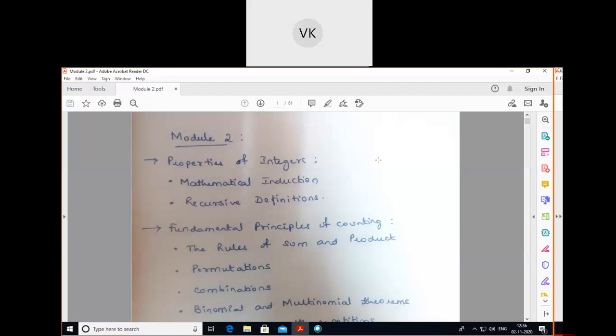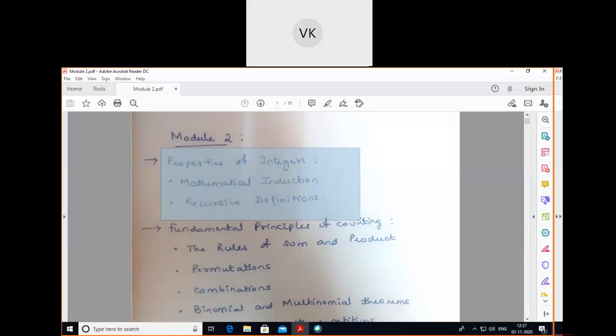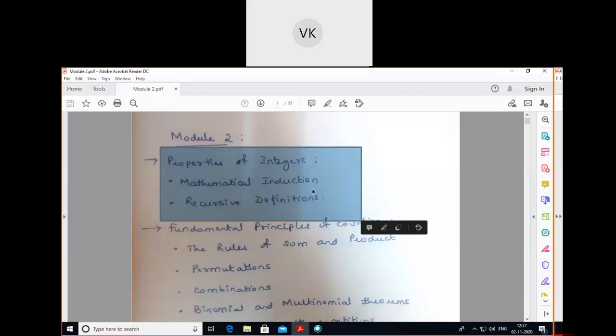In this module, we are going to discuss mathematical induction and recursive definitions. It is the first chapter in this module. From this first chapter, you are getting one or two questions. Out of 20 questions, you are getting 8 to 12 marks from this chapter, that is mathematical induction and recursive definitions.